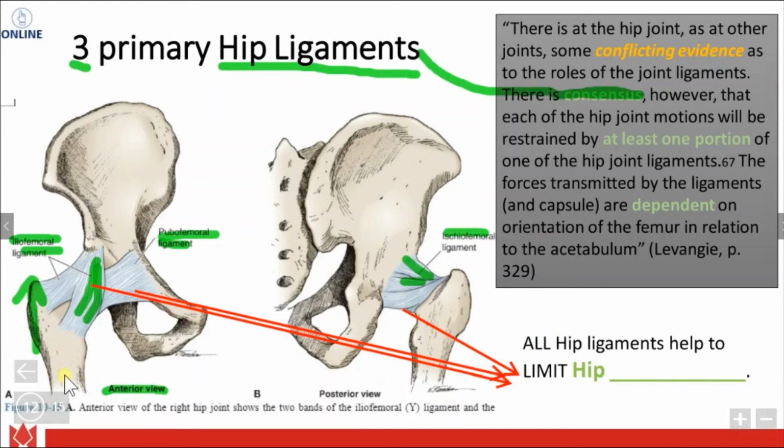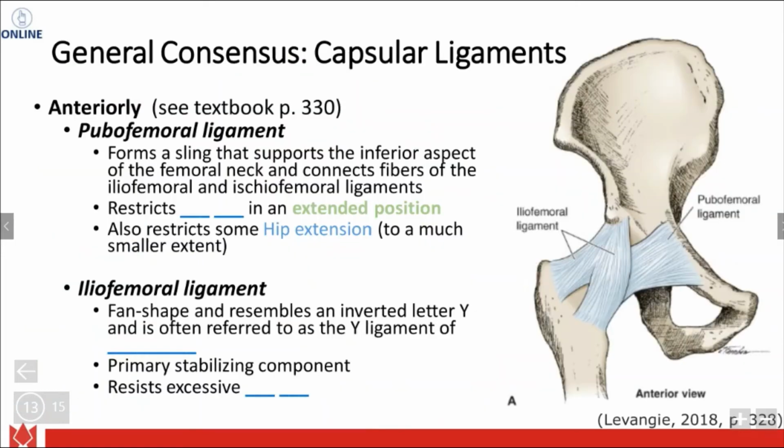So if we were to take the hip and pull it down in this direction, if we were to pull that away from the acetabulum, all those ligaments would help to keep that in position to a certain extent. So it adds to the overall stability of the hip. Okay, so let's discuss these one at a time and just quickly go over this.